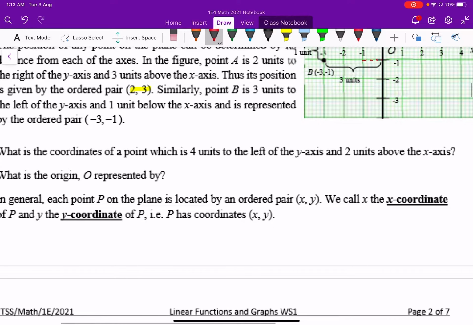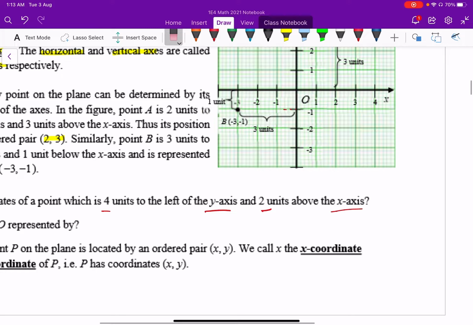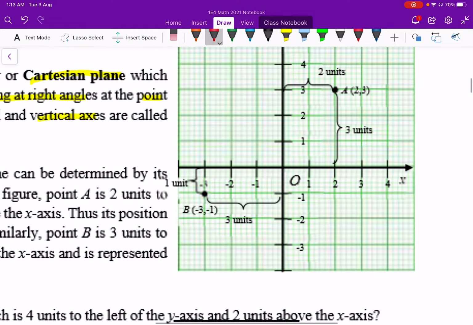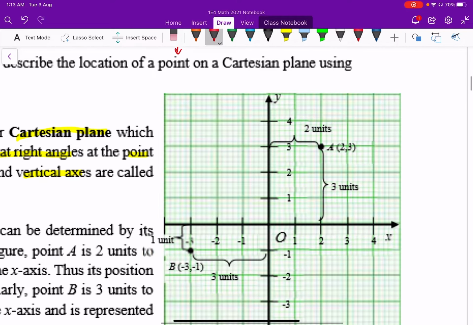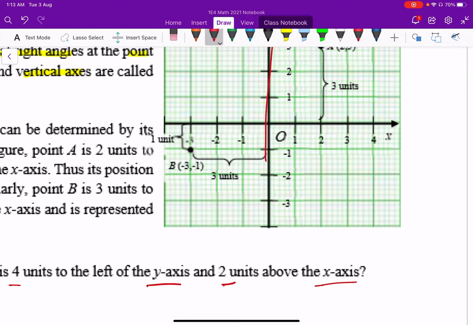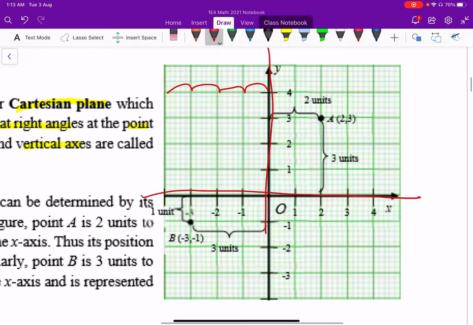What is the coordinate of the point which is 4 units to the left of the y-axis and 2 units above the x-axis? So let's try. Okay, 4 units to the left of the y-axis. This is my y-axis, 4 units to the left. 1, 2, 3, 4. And then 2 units above the x-axis. So this is my x-axis, 2 units above. 1, 2. So in other words, this is the point that they want me to name.